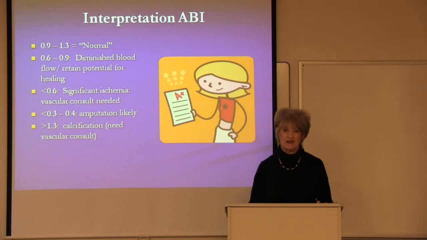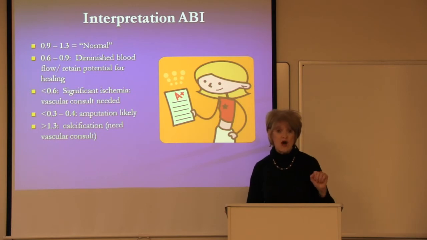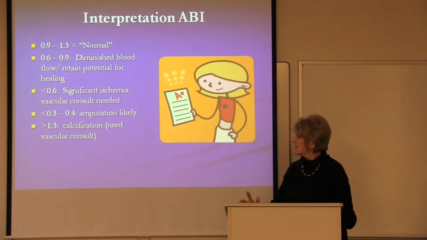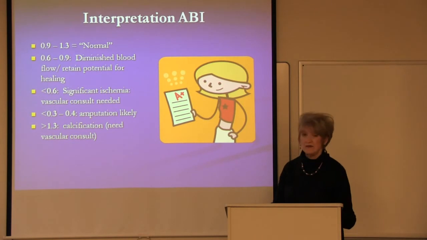So let's look at the other end. What if it's greater than 1.3? Is that really good? No. That means that the vessel walls are calcified, and you cannot effectively compress the vessel because of all the calcification in the vessel wall. And so it means that your ABI is meaningless, and that that patient has to be sent to the vascular lab for further workup. And that's actually pretty common in your diabetic patient to have some degree of calcification or significant calcification.